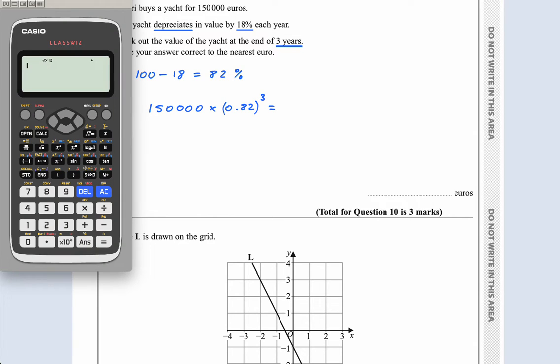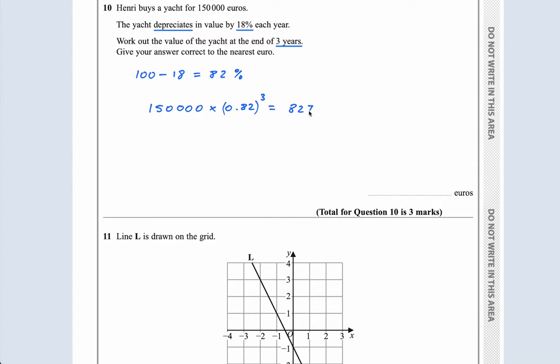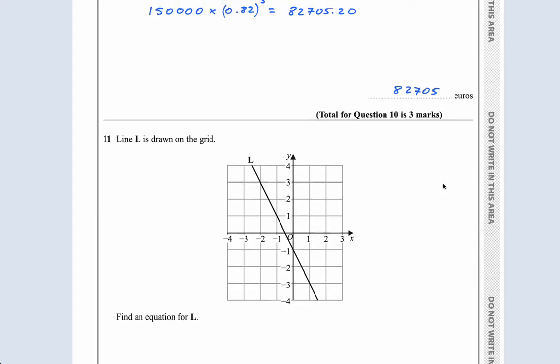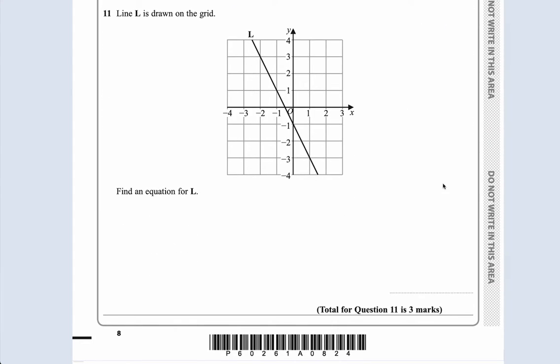When I do that, I get 150,000 times 0.82 to the power of 3. Press this button. Nearest euro, guys. I need 82705. It's 0.2 here, and then to the nearest euro, I'll put here 82705.